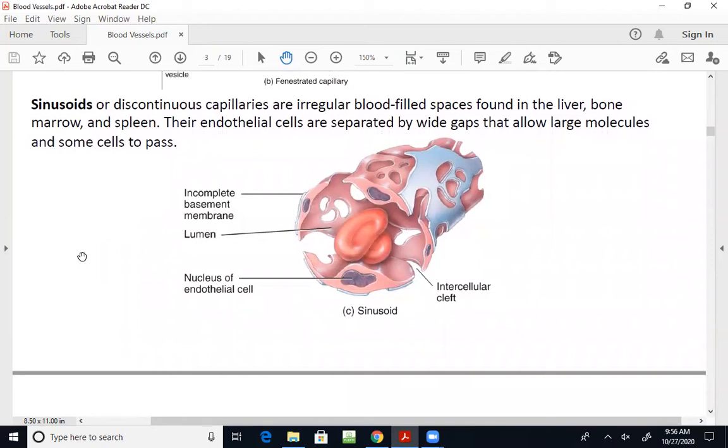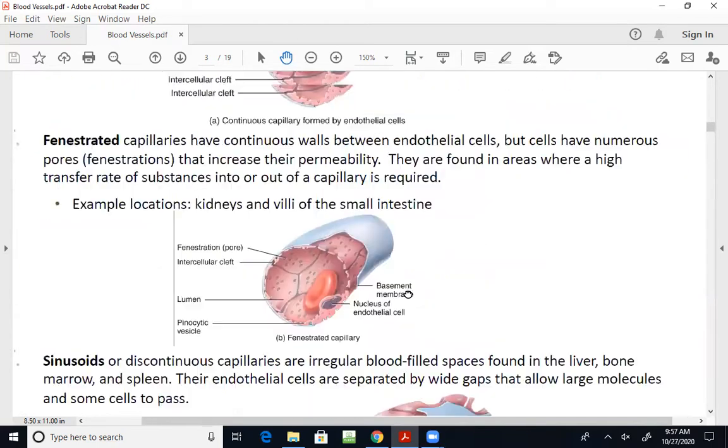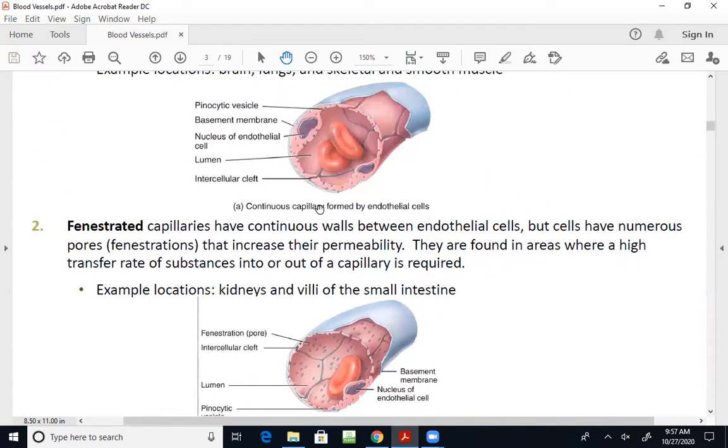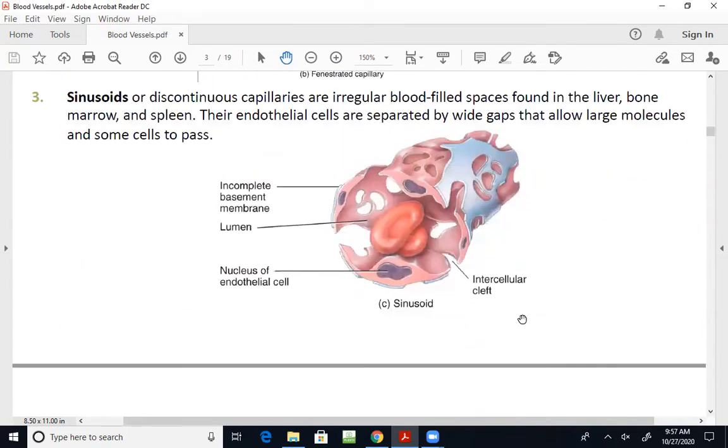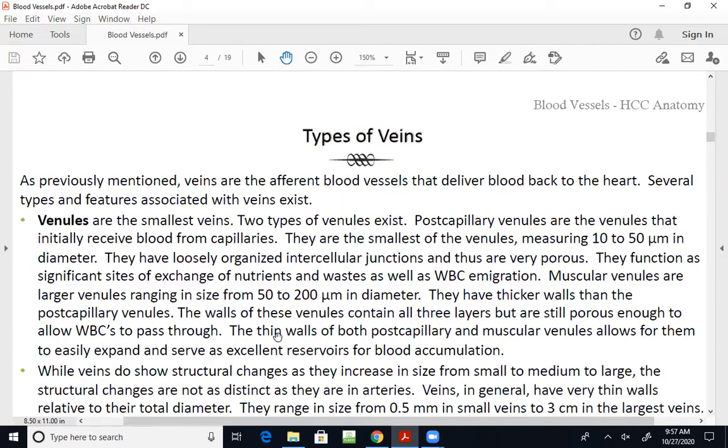As far as the pictures, I'm not going to have you worry about identifying the parts of those capillaries. What I definitely do want you to know is just to be able to identify them as, this is a sinusoid, this is a fenestrated capillary, this is a continuous capillary. So I might put all pictures on there and ask you, which is which. So make sure you can identify them and tell them apart from one another.